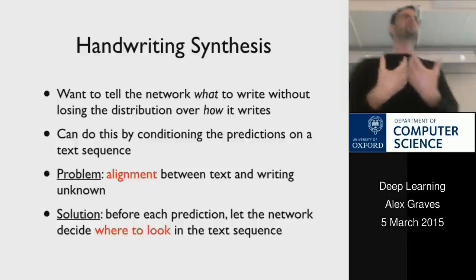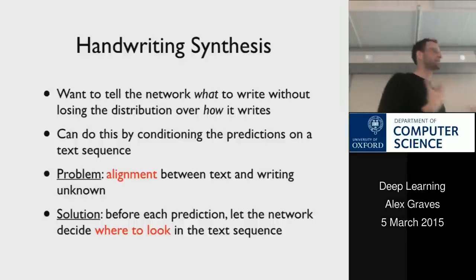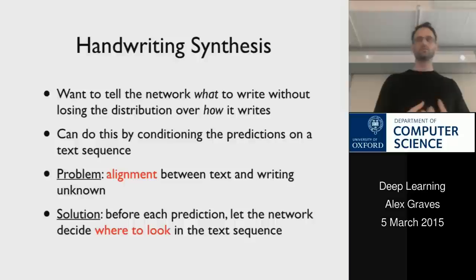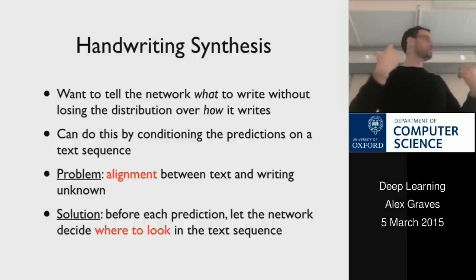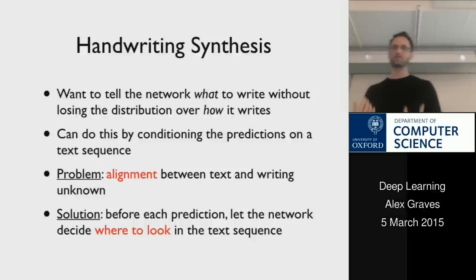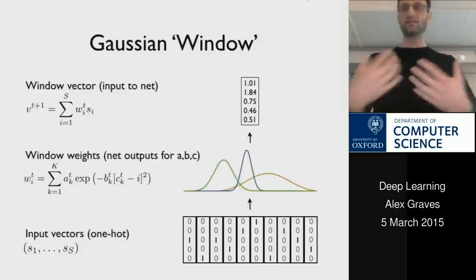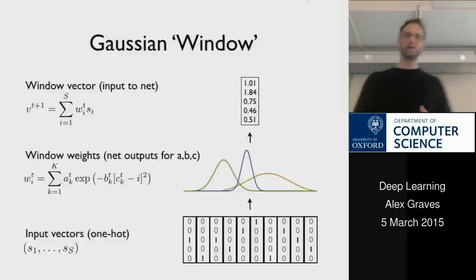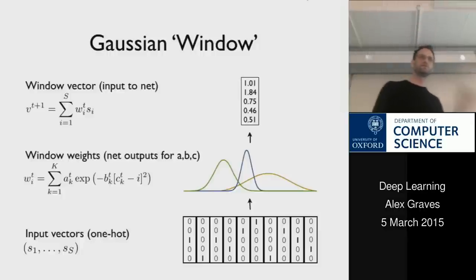And also I didn't want to have to rely on a pre-segmentation module, because then if there's some mistakes in the pre-segmentation module, those get transferred to your generative model. Rather, I wanted the network just to be able to decide where it should attend in the text sequence, essentially give it a differentiable attention mechanism for the text sequence. So before each prediction, the network just decides which character it's looking at and therefore which shape it's going to generate.